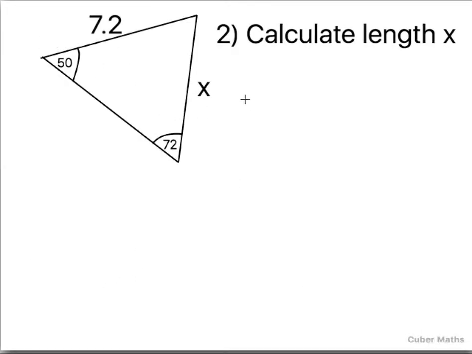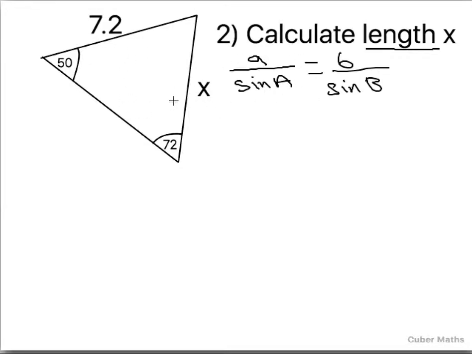Here we have our second problem, and it says calculate length x. So because it says length, we know that's a side. So we're going to use our first of the two equations, which was a over sine A is equal to b over sine B. So if we label up our sides like we did before, if we're going to call this angle capital A, the one opposite it can be lowercase a, this one B, the one opposite it can be lowercase b, and this one C, the one opposite it can be lowercase c.